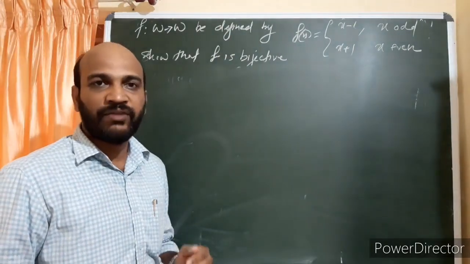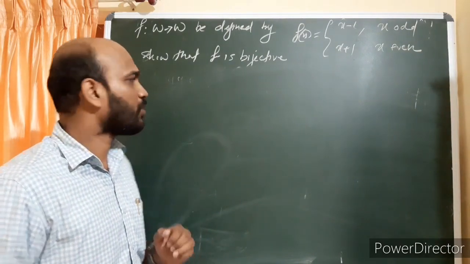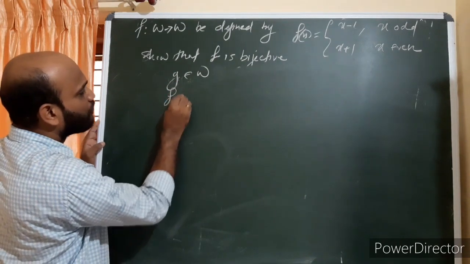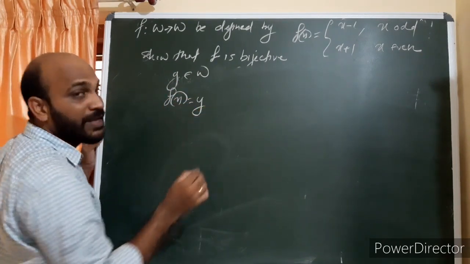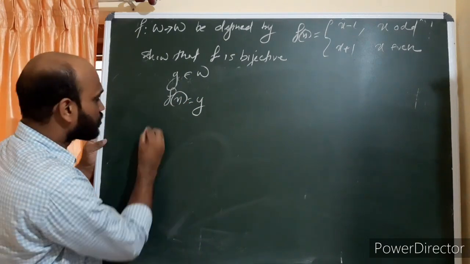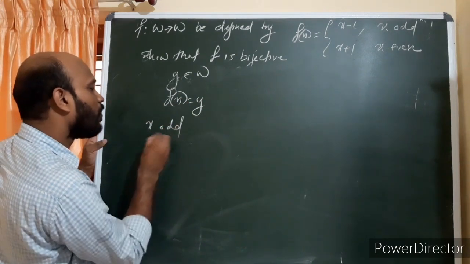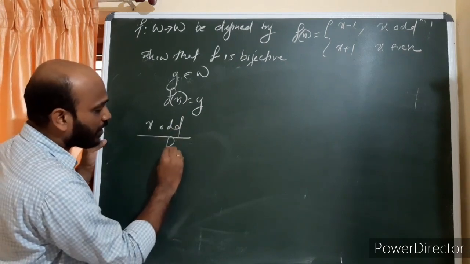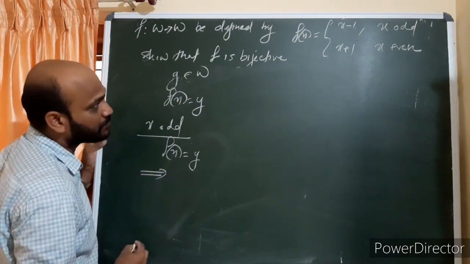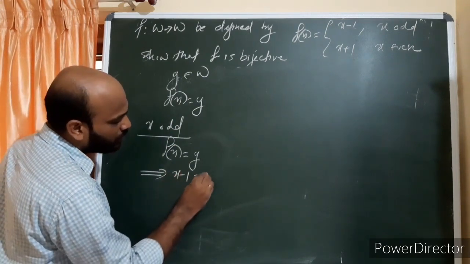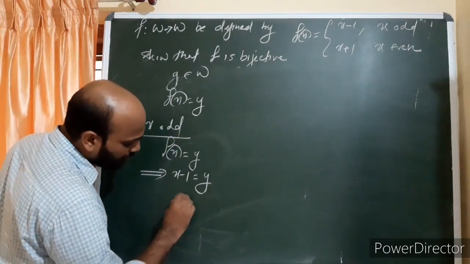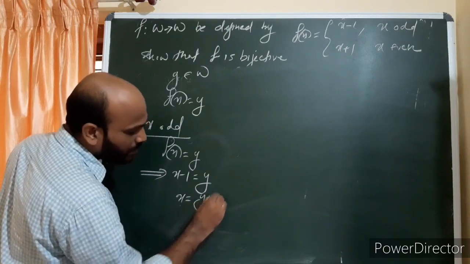Okay. Now we can verify whether it is onto or not. So let y belong to W such that f of x equal to y. Here also you have to consider two cases. x can be odd or even. So first case, x odd. When x is odd, f of x equal to y implies x minus 1 equal to y. Right? When x is odd, f of x equal to x minus 1. So what is the value of x? x equal to y plus 1.